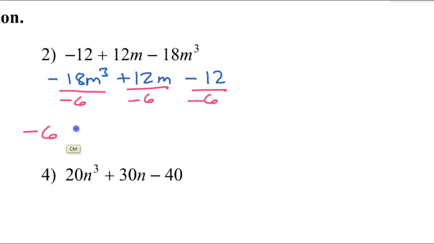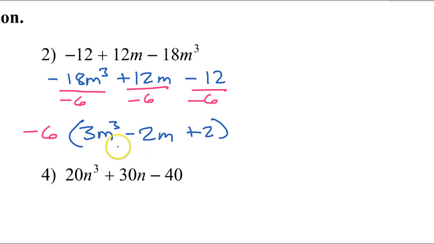So if negative 6 is, in fact, the GCF, then I want to put that out in the front. Okay, and see what I get. Well, negative 18 divided by negative 6 is positive 3. So that would be 3m to the third power. 12 divided by negative 6 is negative 2, so negative 2m. And then negative 12 divided by negative 6 is positive 2.